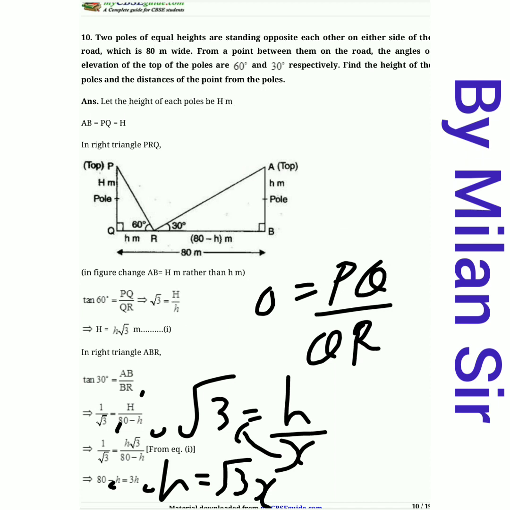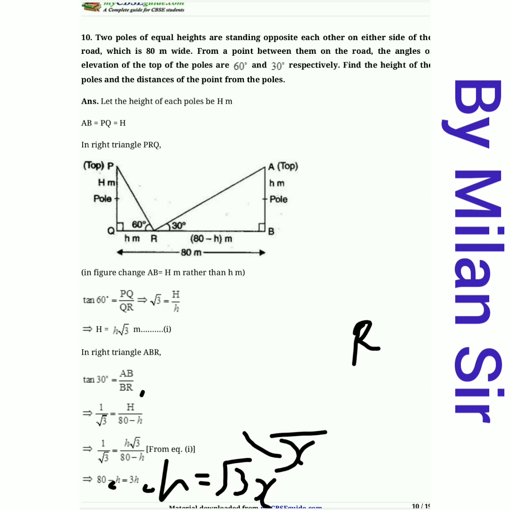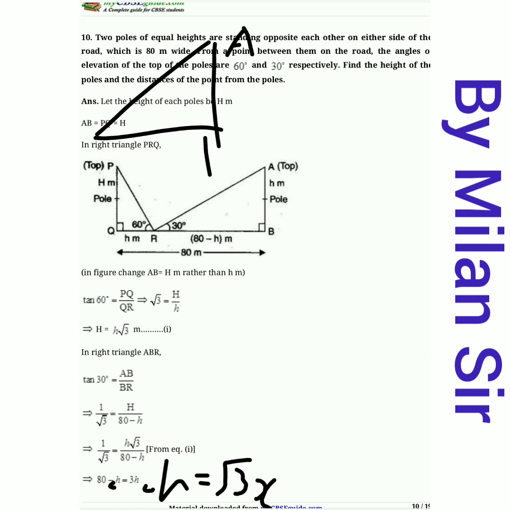Okay, now the second triangle, that is ABR, right? Here again AB is equals to h. Here 80 minus x. In this PDF it is taken QR is equals to h, right? But we take x, so we are going for x. Don't confuse between h and x. That's why we take height of pole as h and QR as x.